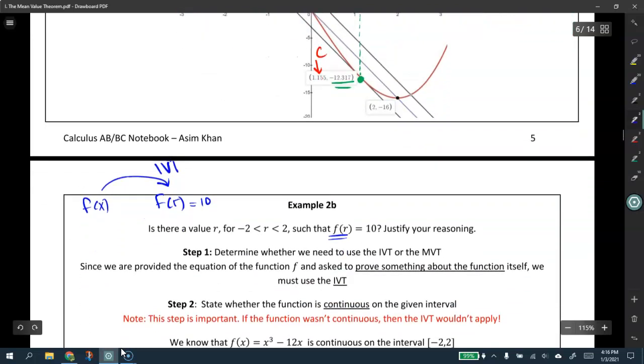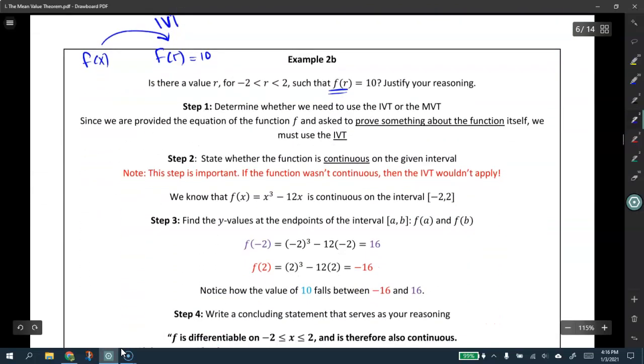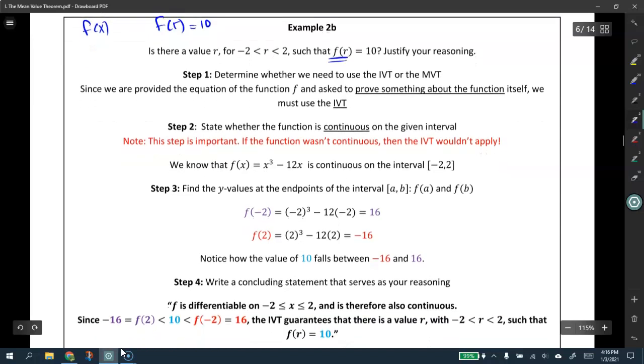Okay, so step number 1 we are done with. We know this is the IVT. Step number 2, you must check the precondition. And because, again, in the previous example, 2a, we noticed that this is a polynomial graph. Well, obviously, if it's a polynomial graph, it must be also continuous. So we're good on that front. And we continue to step number 3, which is the most important step. So I show that the f of negative 2 is equal to 16, and the f of 2 is equal to negative 16.